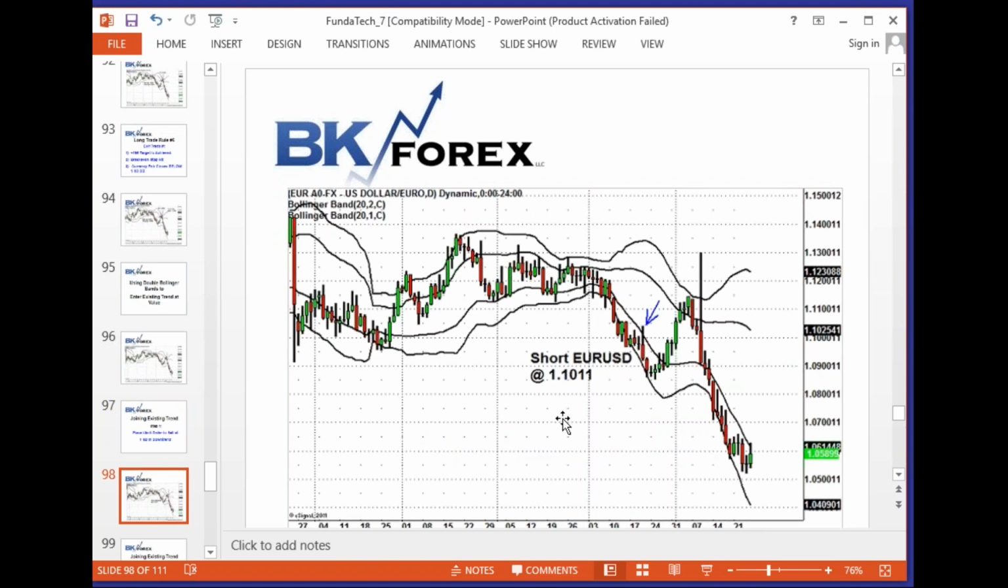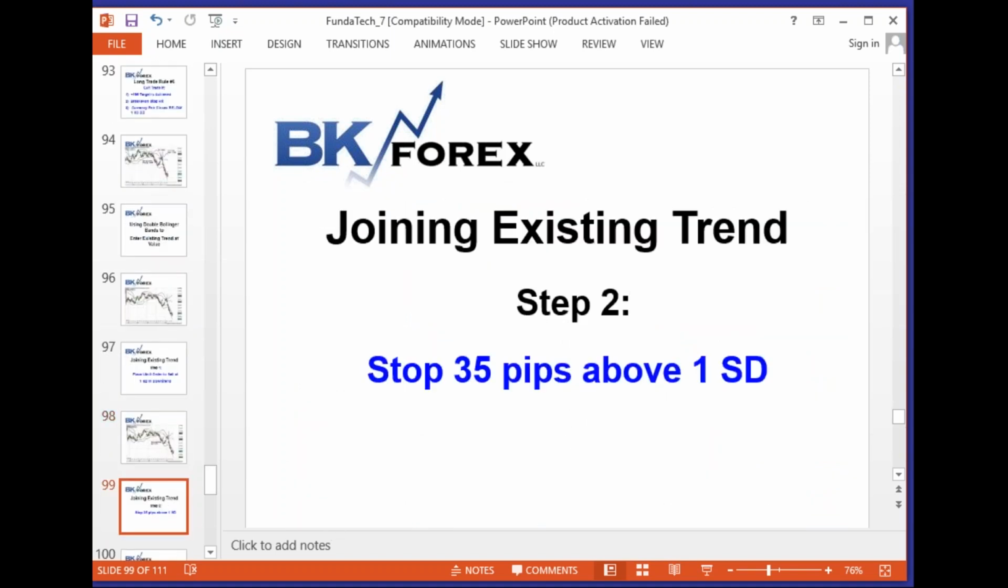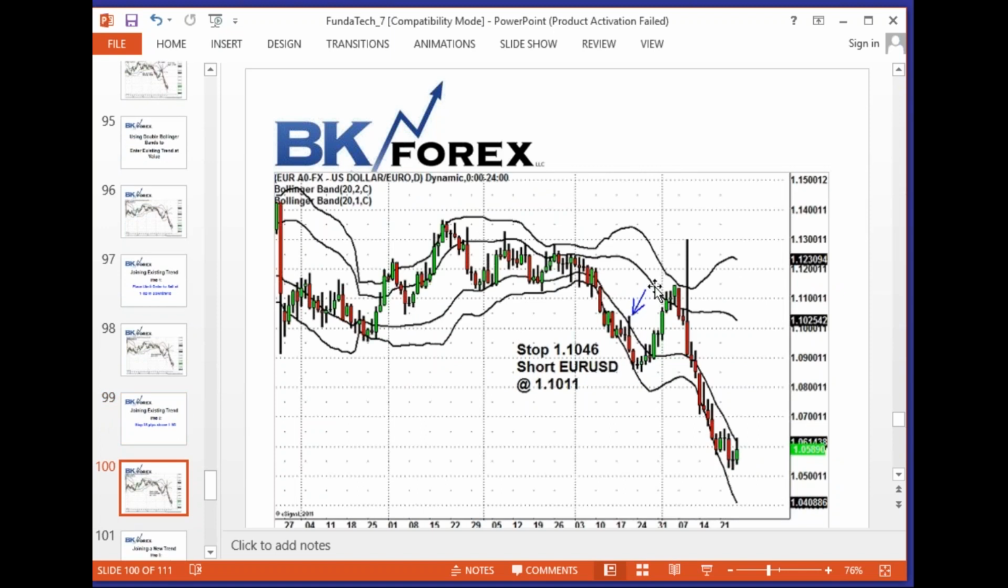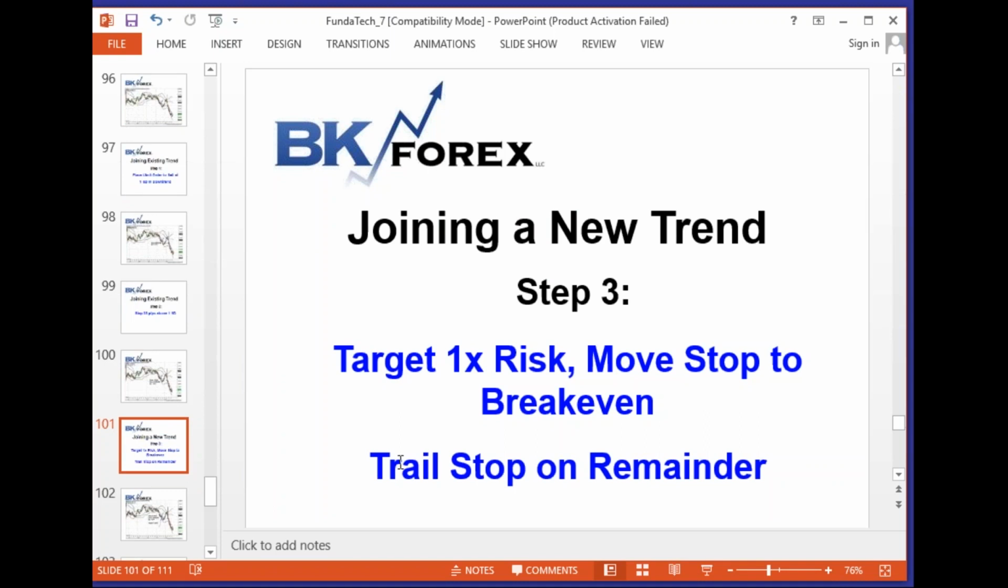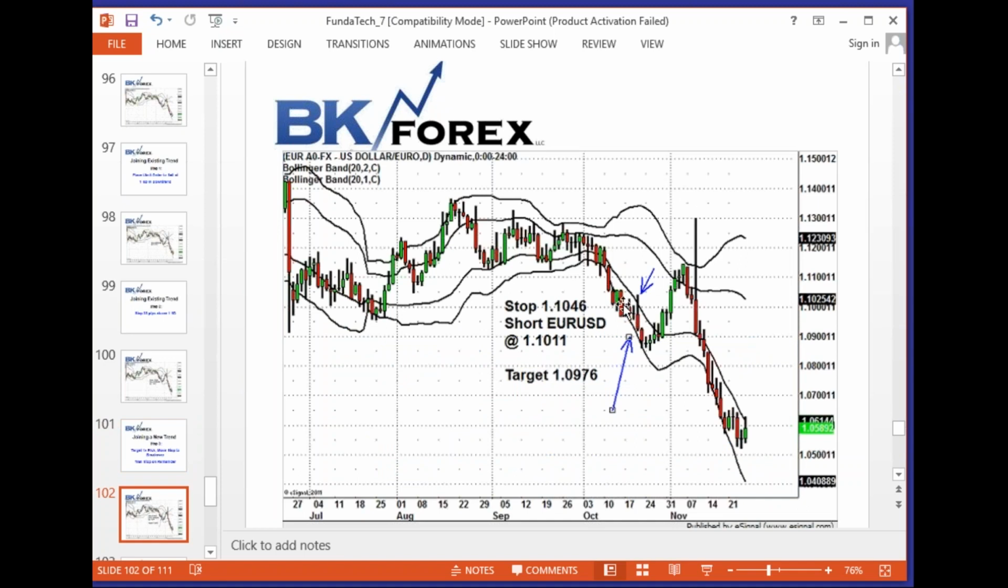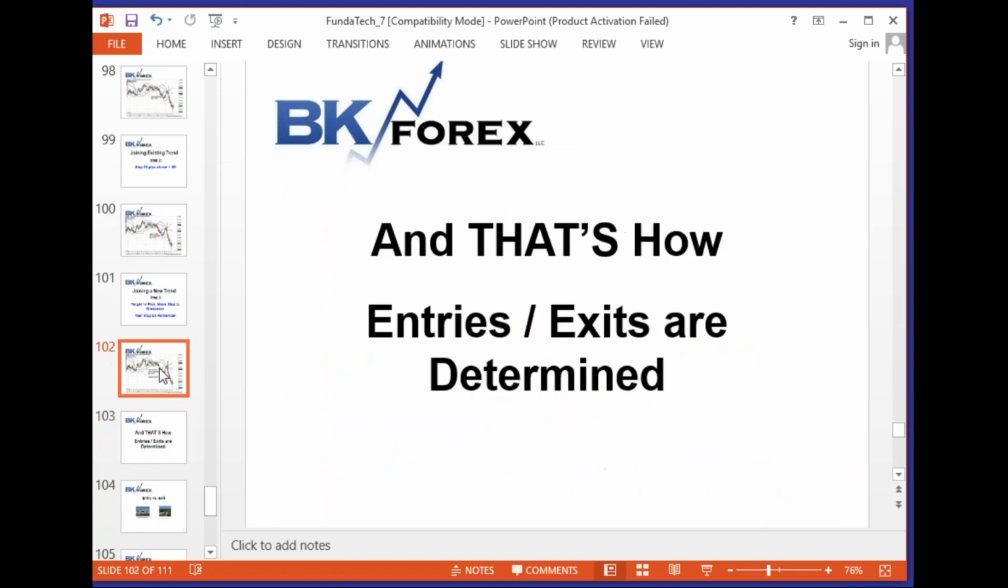Short at 110.11. Your stop is 35 pips above the first standard deviation Bollinger Band. Target 1 times risk, and then move your stop on the rest to break even. So in this case, you sell at 110.11, stop 35 pips, target 109.76.